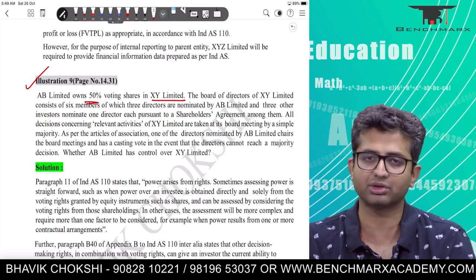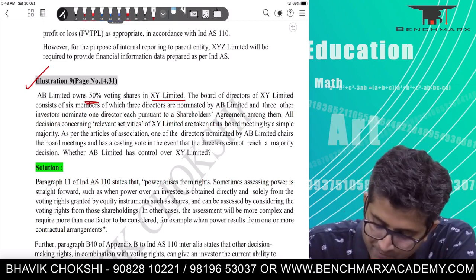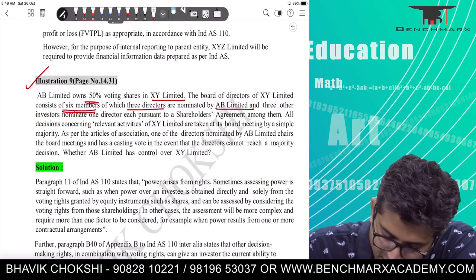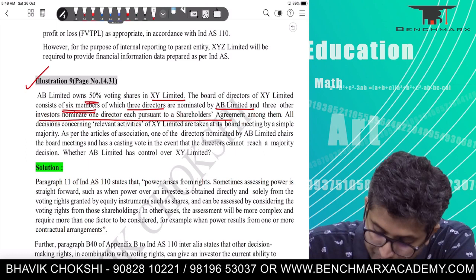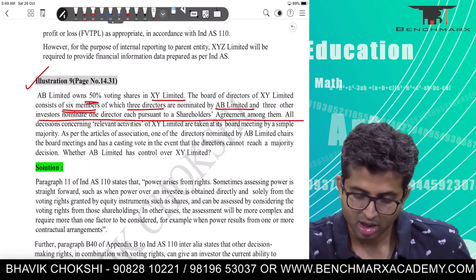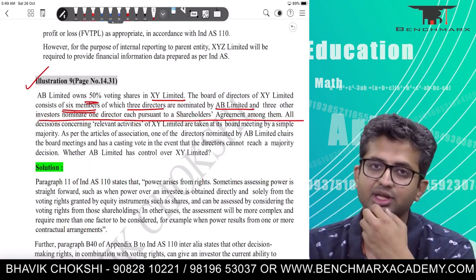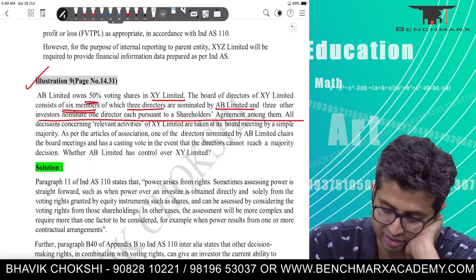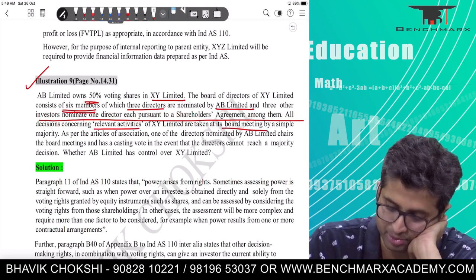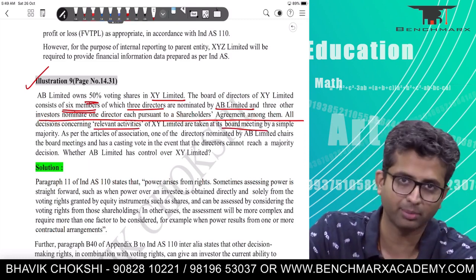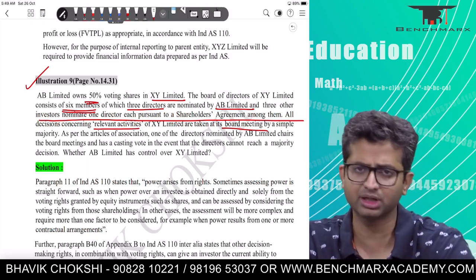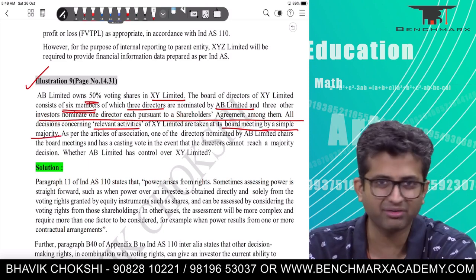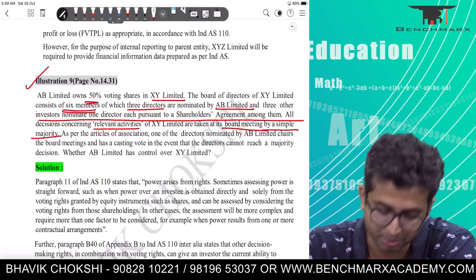So does 50% on the face of it give power? No, more than 50% gives power. The board of directors comprises 6 members, of which 3 are nominated by AB and 3 are nominated by the other investor. So again in the directors there is a 50-50 split, so you cannot dominate even the board of directors. All the decisions concerning the relevant activities are taken at this board meeting, which means the entity that has power over the board meetings has control over the entity by a simple majority. Now, do we have a simple majority? No, we have exactly 50, but that's not a majority.